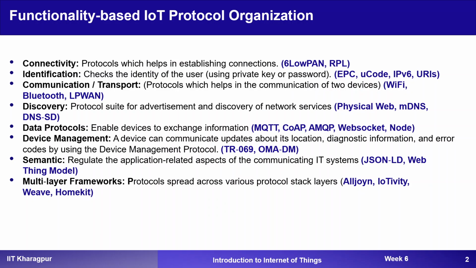Then the third category is your communication protocol. Communication protocols are the type of protocol which helps in the communication of two IoT devices. For example, Wi-Fi, Bluetooth, LPWAN are communication protocols.